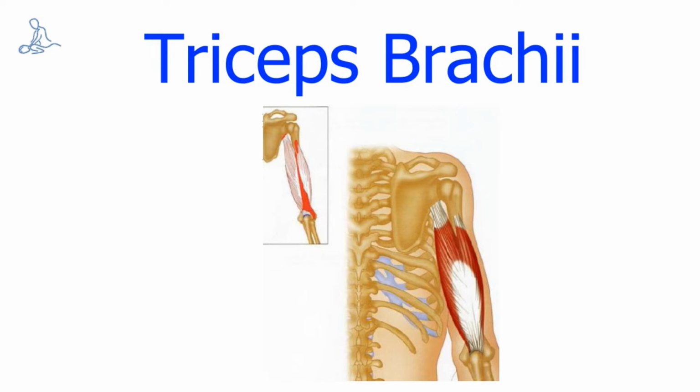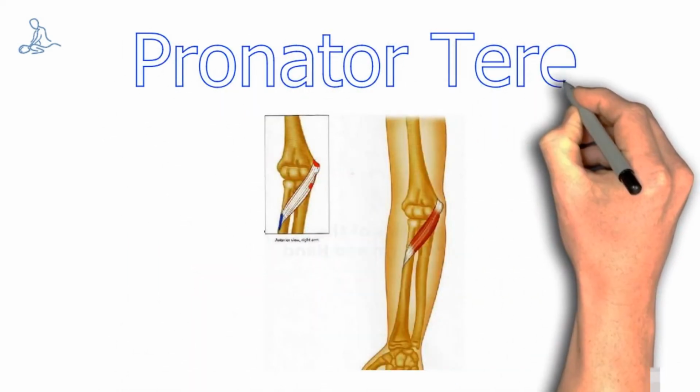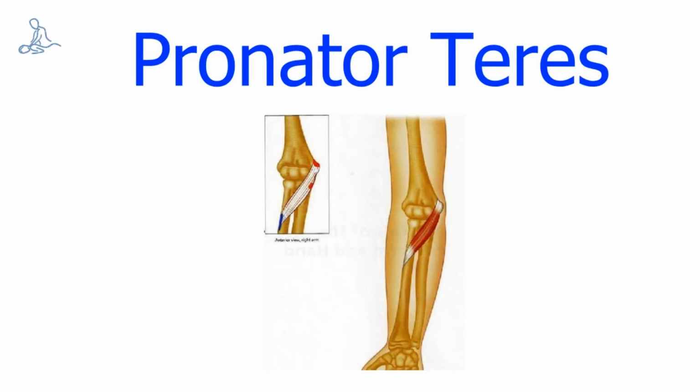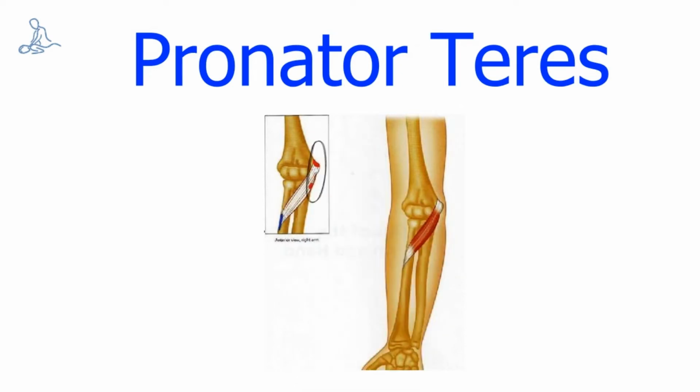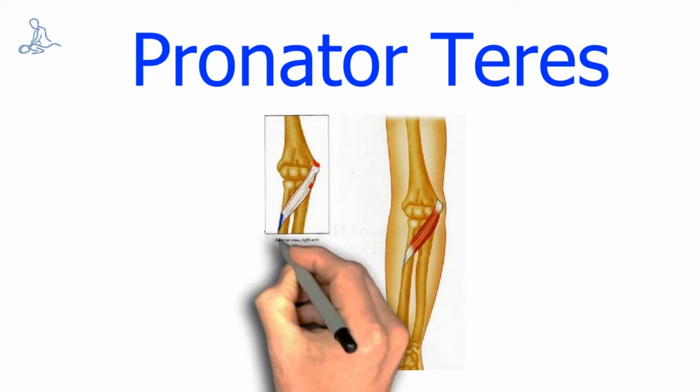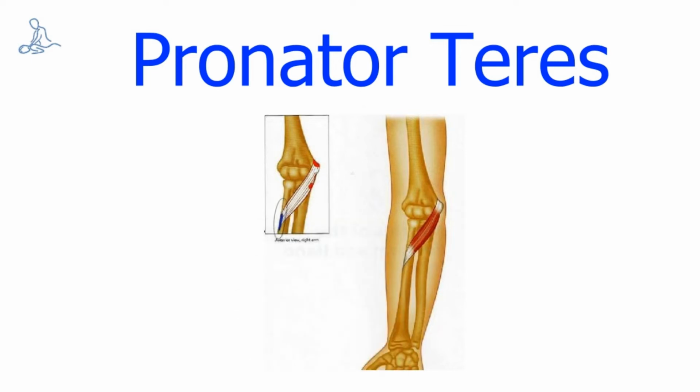Pronator Teres. The origin of the Pronator Teres is medial epicondyle of the humerus and coronoid process of the ulna. The insertion of the Pronator Teres is the middle lateral surface of the radius. The action of the Pronator Teres is to pronate the forearm and flex the elbow. Pronator Teres.